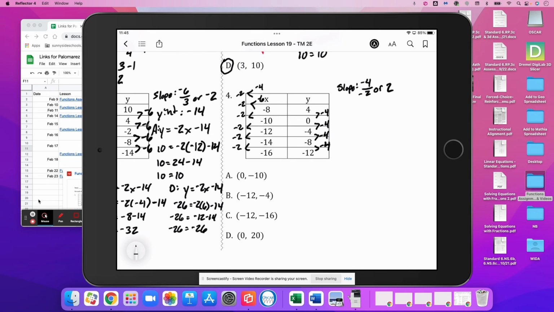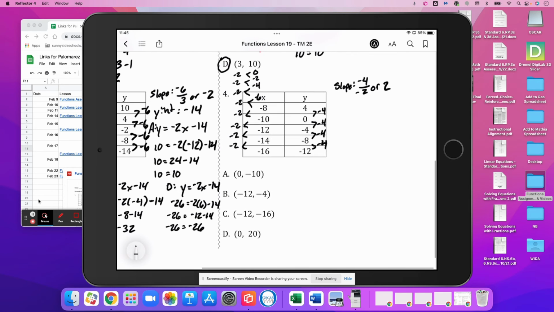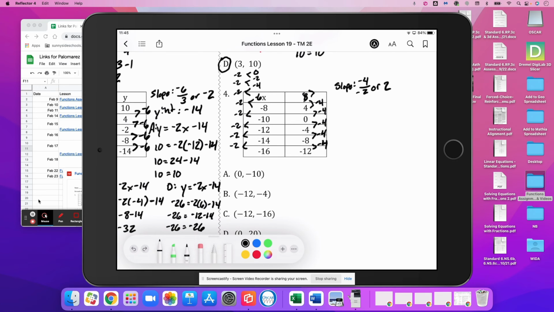Up 2 to get to negative 4. Up 2 to get to negative 2. And up 2 to get to 0. So same number of steps on the right. We've got to go the opposite of going down by 4, which is going up by 4. So this is going to be 8. Next one's going to be 12. Next one's going to be 16. And the next one's going to be 20.